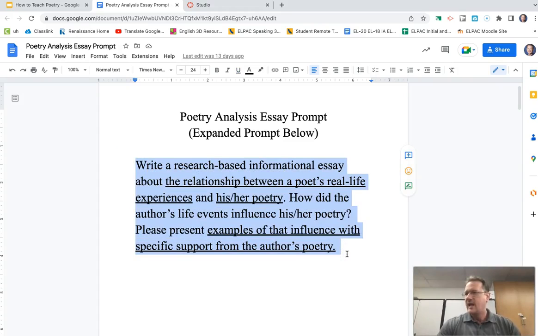Now, if this prompt looks familiar, this was the prompt for, if you remember a few years ago, back in the day, the district benchmark essays. This was, I think, the second semester district benchmark essays. And we gave the students Emily Dickinson. So the students had to research Emily Dickinson and then write an essay about how her real life influenced her poetry. Now, again, if you like Emily Dickinson, you're going to enjoy it. If not, it's going to be just a chore, a challenge.